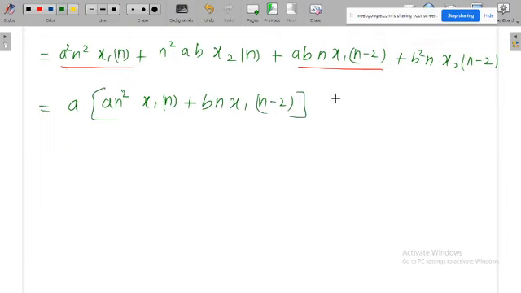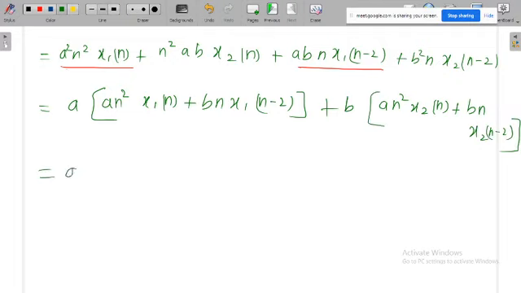Similarly in the rest of the terms, you can take b outside, because here also b is there, here also b is there. If you take b outside, then write the rest of the terms: a n square x2 of n plus bn x2 of n minus 2.